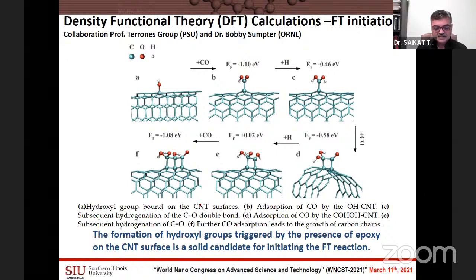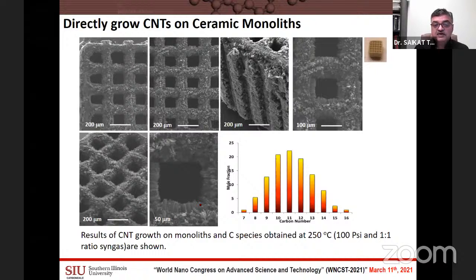What the theory predicts is that because you have the carbon nanotubes functionalized during growth with epoxy groups, that gives you enough time for CO to latch on and react with hydrogen, and when the long chain formation happens, it becomes heavy, so it breaks out. So this was the specific idea.